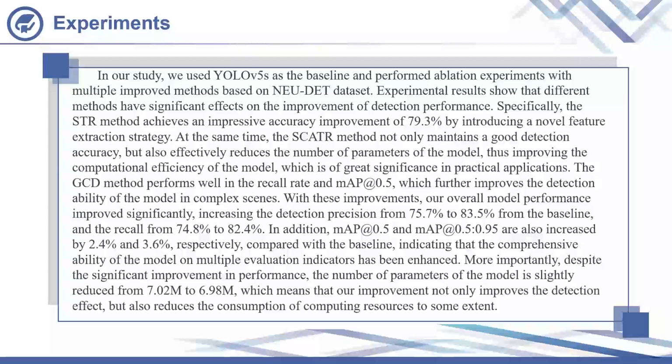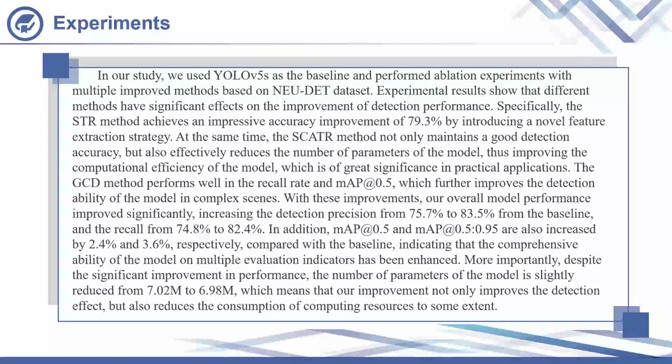At the same time, the scatter method not only maintains good detection accuracy, but also effectively reduces the number of parameters of the model, thus improving its computational efficiency, which is of great significance in practical applications. The GCD method performs well in the recall rate and mAP 0.5, which further improves the detection ability of the model in complex scenes.